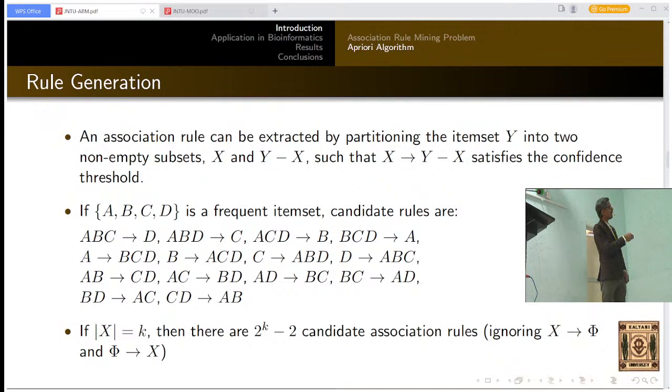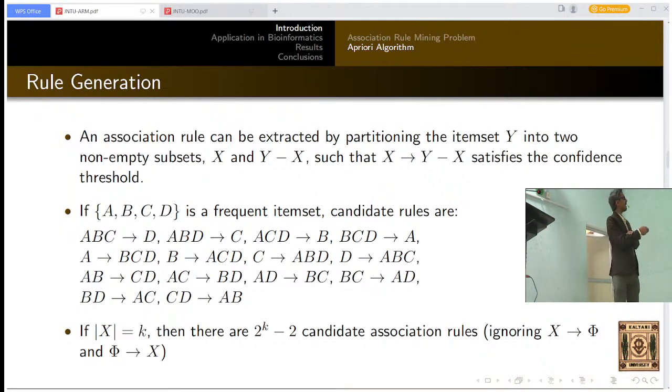So the other side of the rule is also relevant. ABC implies D is a rule. Similarly, A implies BCD is also a rule, right? B implies ACD is also a rule, and so on. Then we have AB implies CD, AC implies BD, and so on. So these are also the rules.